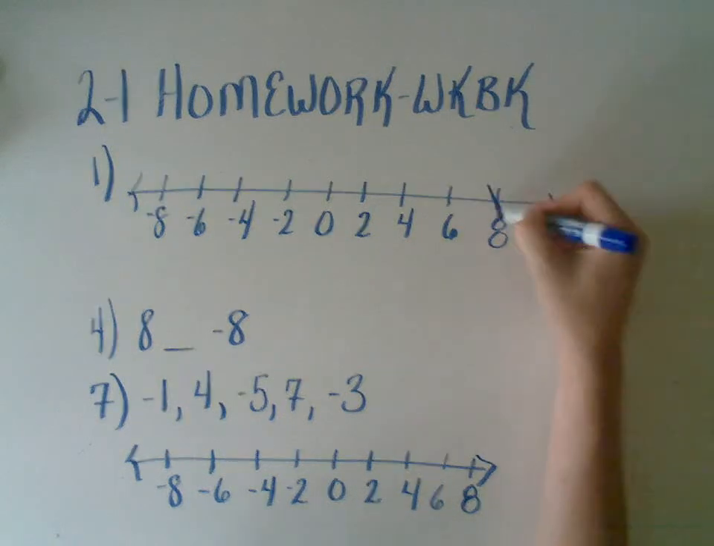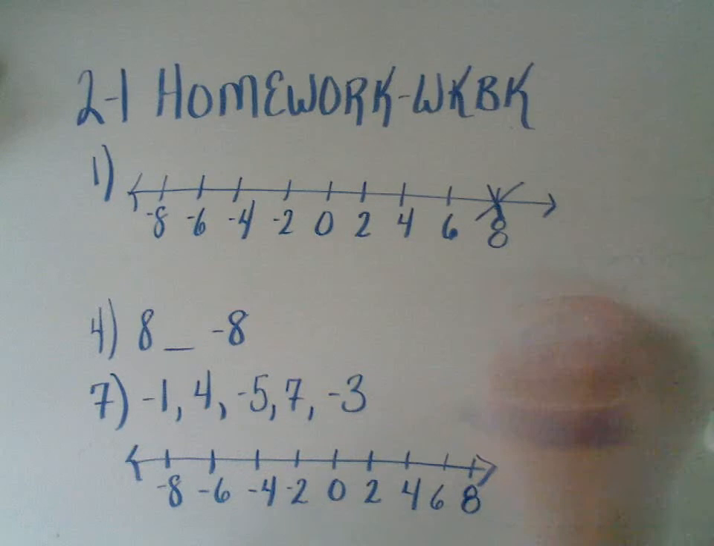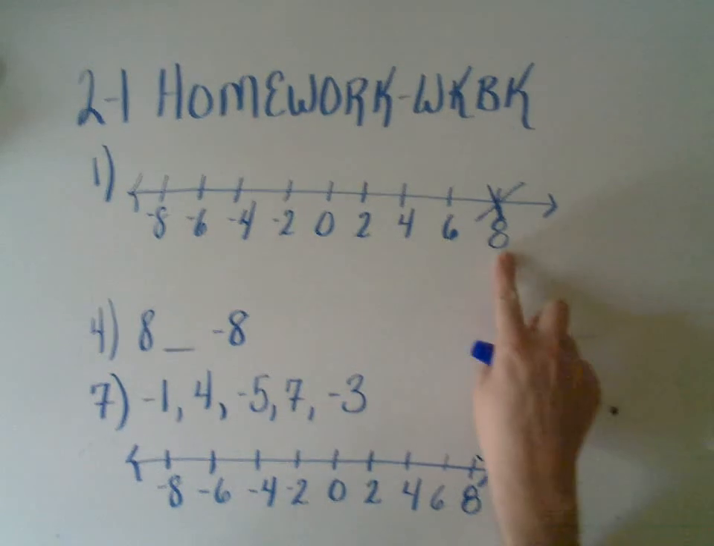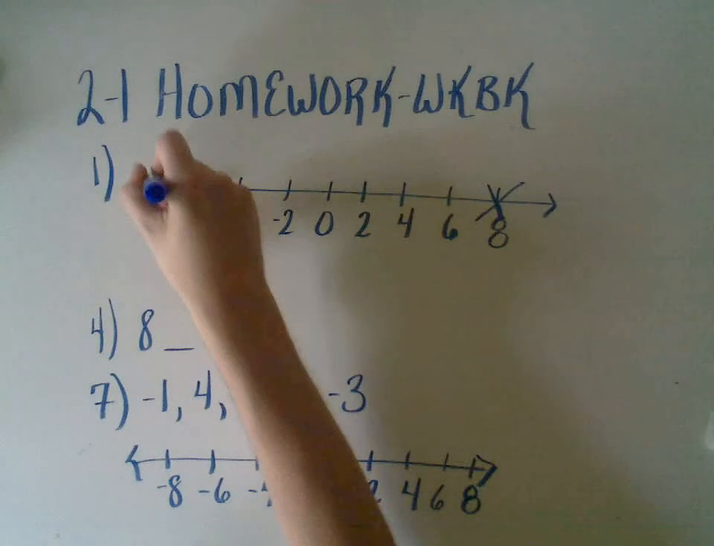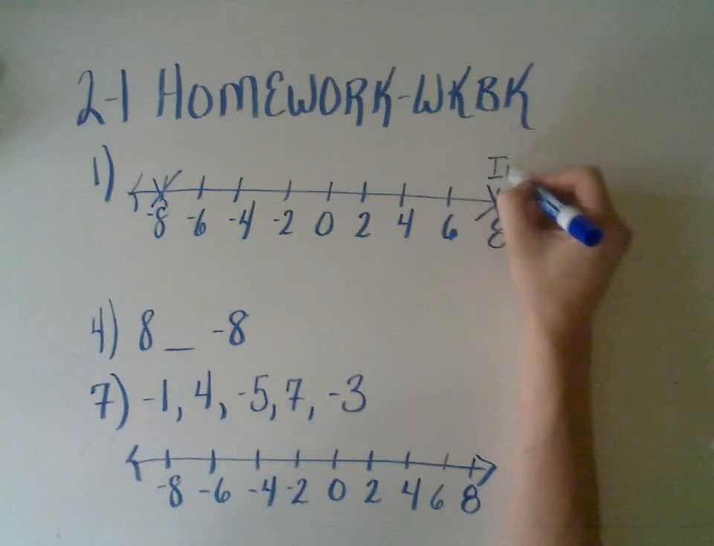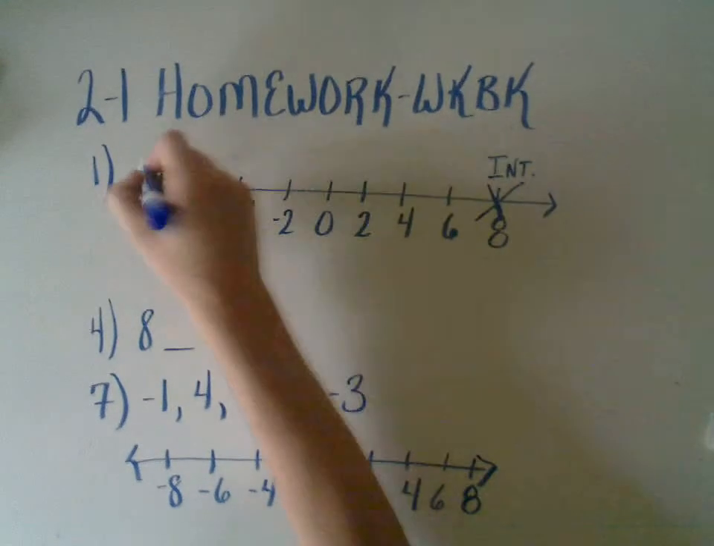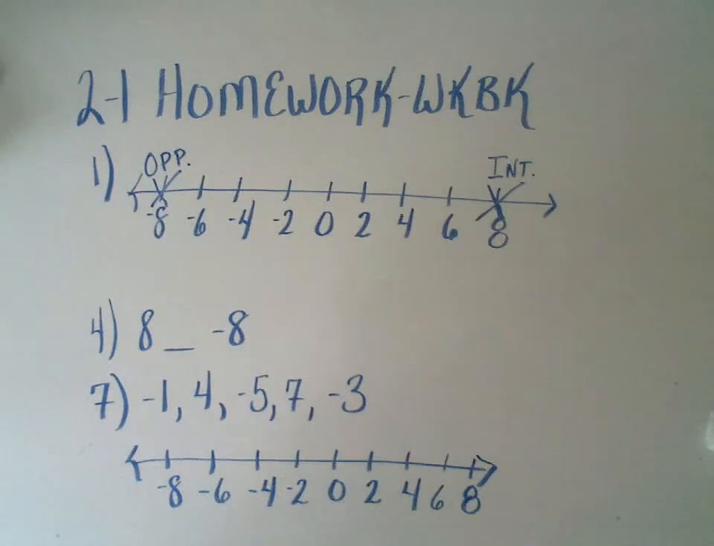So 8 obviously is going to land right on top of 8 on the number line, so that's your first graph point. And its opposite will be the same distance away from 0 on the number line, but in the opposite direction. So instead of being 8 jumps to the right, it's going to be 8 jumps to the left. So that point is going to go at -8. So this is my integer, 8, and this is my opposite, -8. And you'll do the same thing in question number 2.